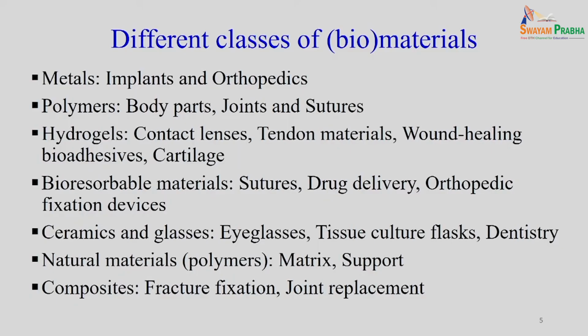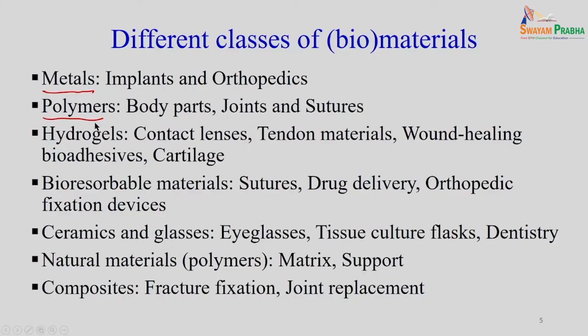So, here I have listed a few important classes of materials, or you can say biomaterials, starting from the metals. Metals are mostly used for implants and orthopedics, like dental implants and bone implants. So, we mostly use titanium and titanium alloys, stainless steel. So, it has different applications. If it is being used for a bone implant, its mechanical property and other characteristics should match with the bone. Now, different polymers are also used.